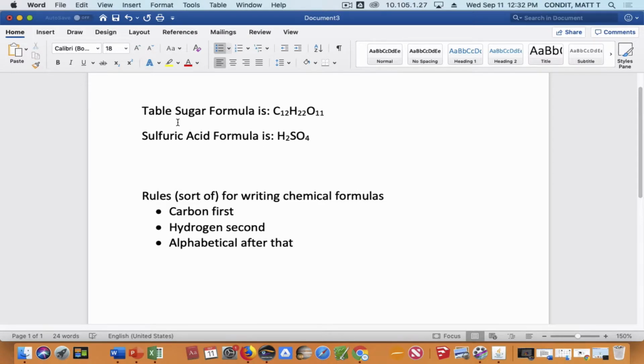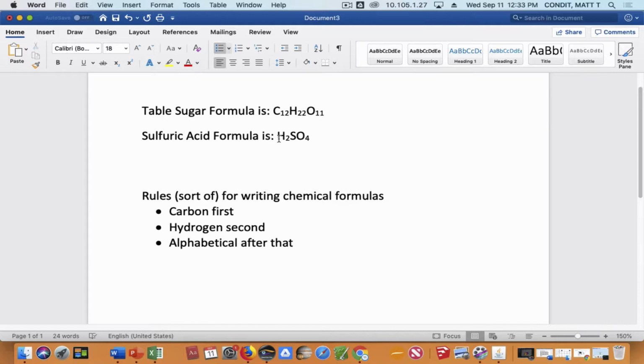Here is a couple of formulas for some pretty common things. Table sugar. The formula is C12H22O11. Sulfuric acid is H2SO4. What we would want you to do is be able to write these out, but more importantly than writing them out, be able to tell what kind of atoms are in it, or elements, as well as the number of them. So hopefully from reading this, you would be able to go, oh, there's carbon in there, there's hydrogen in there, and there's oxygen in there. There's 12 carbons, 22 hydrogens, and 11 oxygens. And so the total number of atoms in this would be 12 plus 22 plus 11.